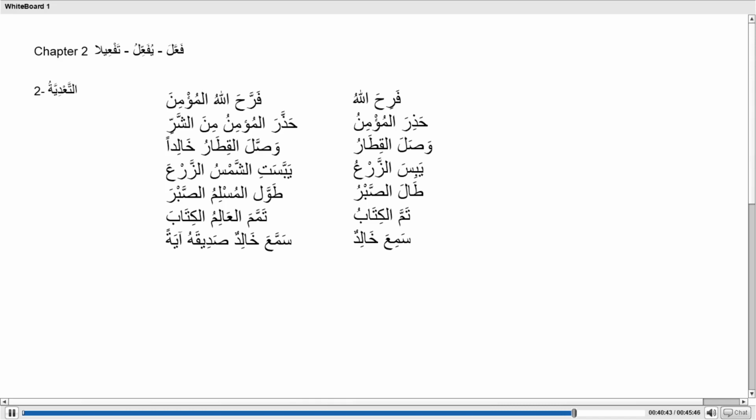Any questions before we end the class? Yes, it's a second object. No. Both صديقه and ayah are both objects. Because both are made heard. Third sentence of which one? وصل القطار خالدا. The train dropped Khalid.